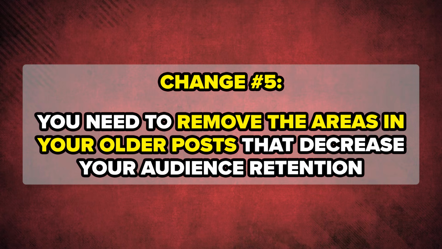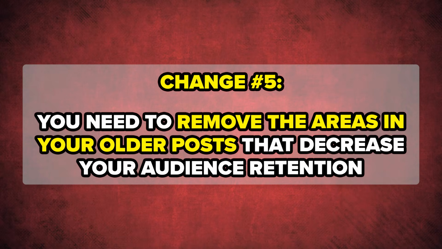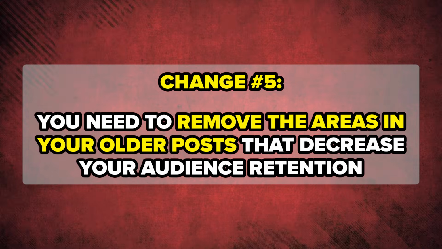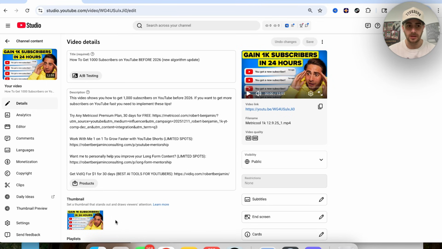And the final thing that you need to make sure you're doing is going through your video, looking at the audience retention, and getting rid of any parts of the video that are clearly tanking your retention. Here's how you do that. Okay, so here's how you actually do that. You're gonna come into a video right here. You are going to click on details.